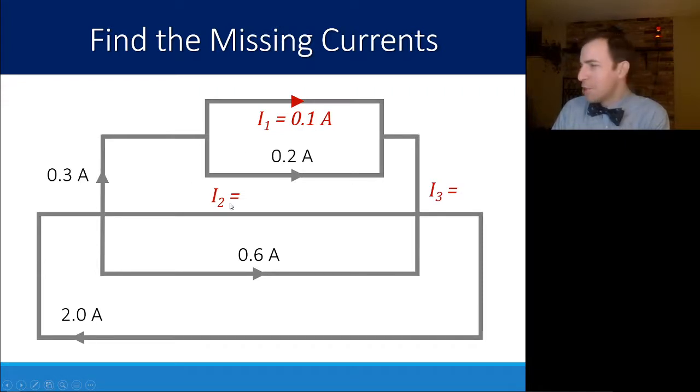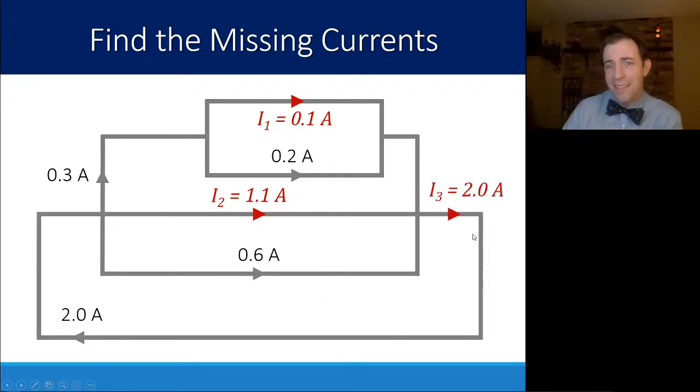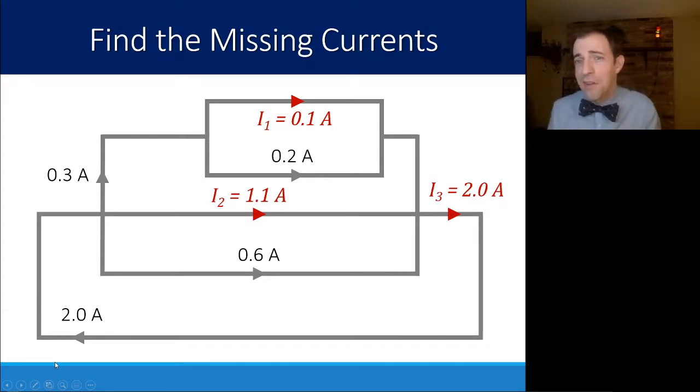Looks at I2 here can be found if we know that 2.0 amps of current flowing into this junction splits off into 0.3 and 0.6, and what's left over is 1.1. So again, you can just figure out what's missing from that junction adding up to 0. And then finally I3, if we're going to try to trace a current here on this part of the wire, it doesn't have any junction between there and this bottom 2.0. So we can just say that that's 2.0. That has to be the same because there is no opportunity for the current to split between those 2 points.